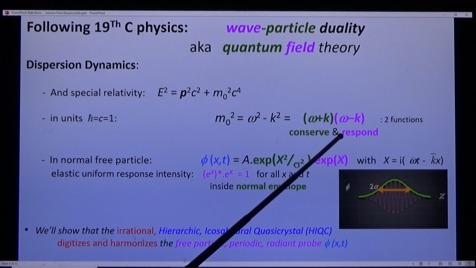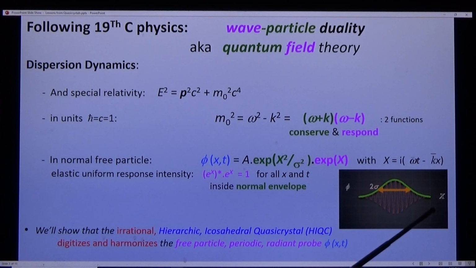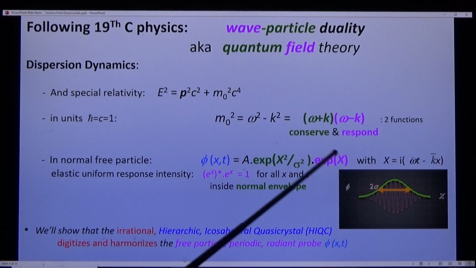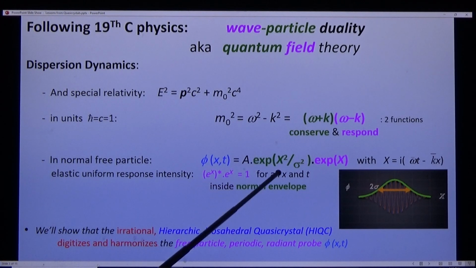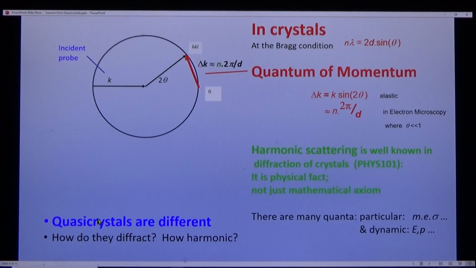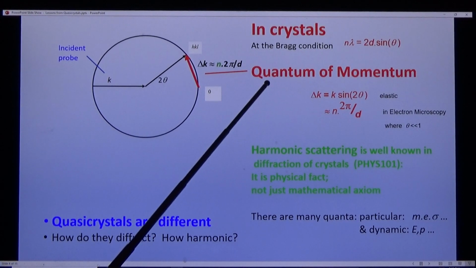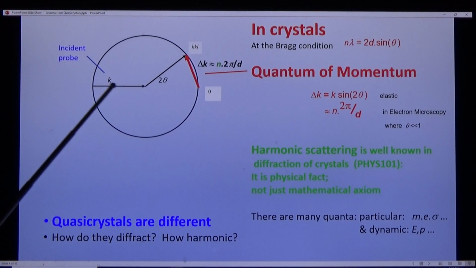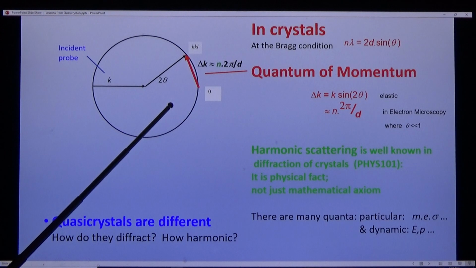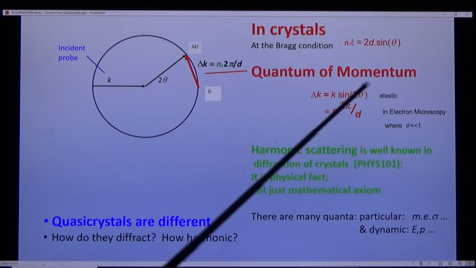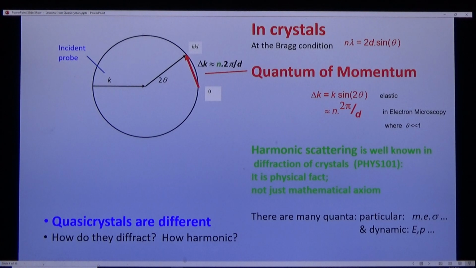The conservative function is an envelope function which describes the conserved properties: mass, charge, spin, etc. And the response function is a wave function which has the density of 1 for all x and t. This is the wave that scatters off the quasicrystal. In this presentation, we're interested mostly in the quantum of momentum. The incident wave has k vector k, and it scatters elastically to provide a quantum of momentum, which is approximately equal to n times 2 pi over d.